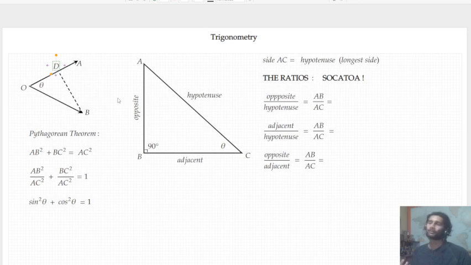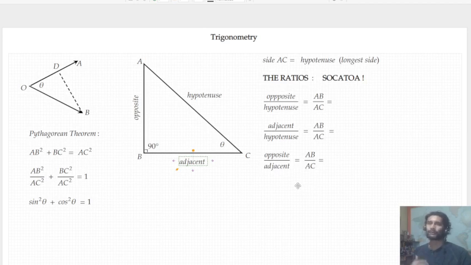Now, in order to explain this further, I have taken a right angle triangle ABC with the right angle at vertex B, and I have taken the angle theta, that is the angle of elevation, at angle C. So naturally, AB will be my opposite side to my angle theta. Similarly, BC would be my adjacent side to my angle theta, and the longest side AC would be my hypotenuse.